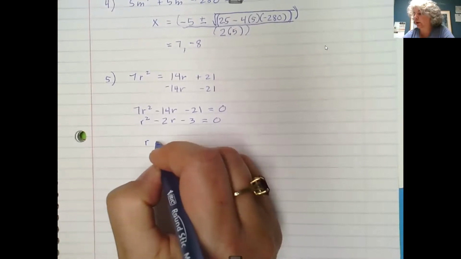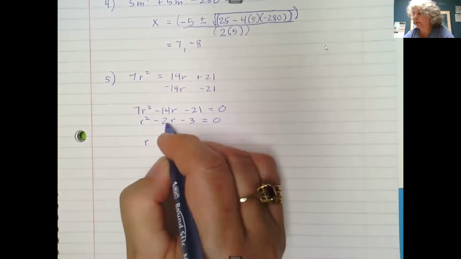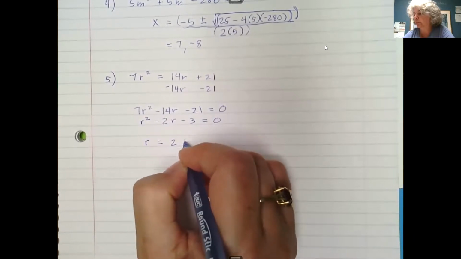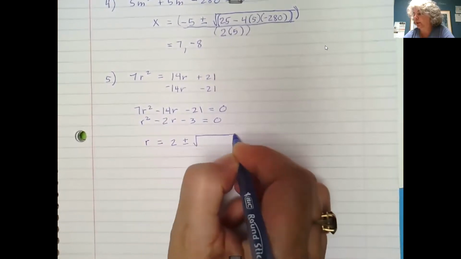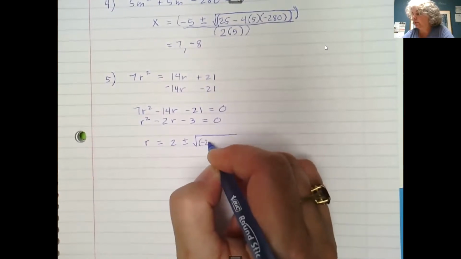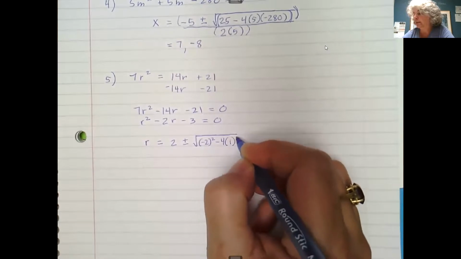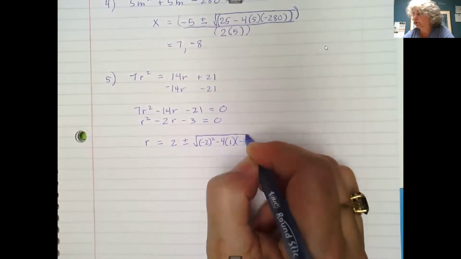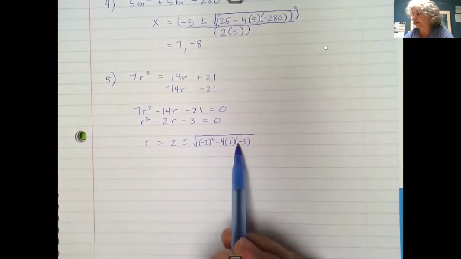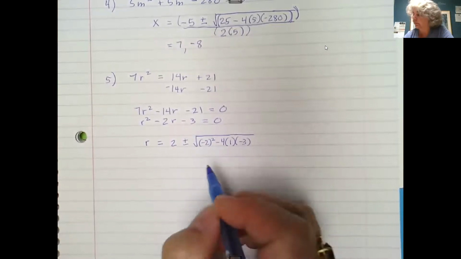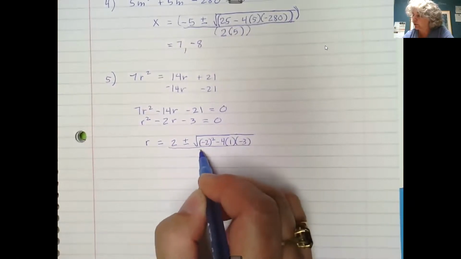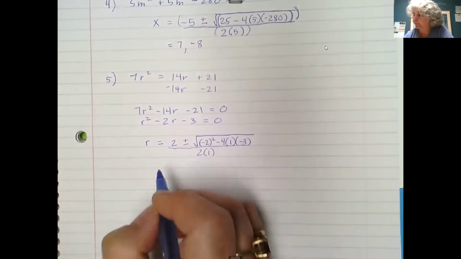Okay, so we're going to say R equals the opposite of B. In this case, it's positive 2 plus or minus the square root of negative 2 squared minus 4. A is 1, C is negative 3. Make sure you pay attention to the signs. C is negative 3, so it's got to be here, negative 3, times 2A, and A is 1.